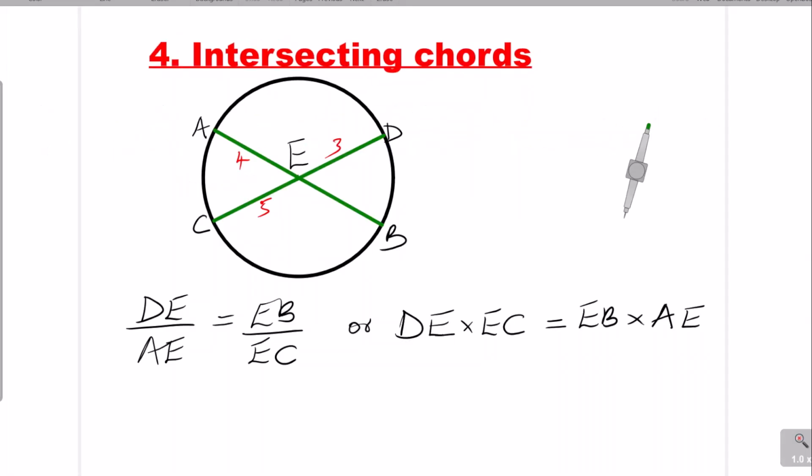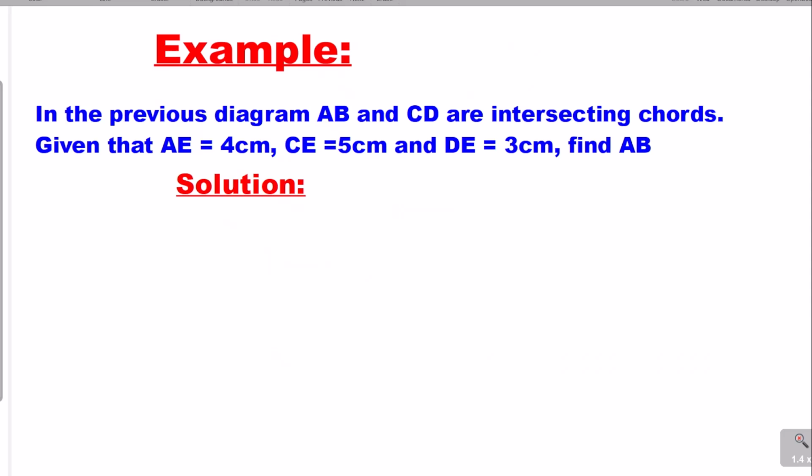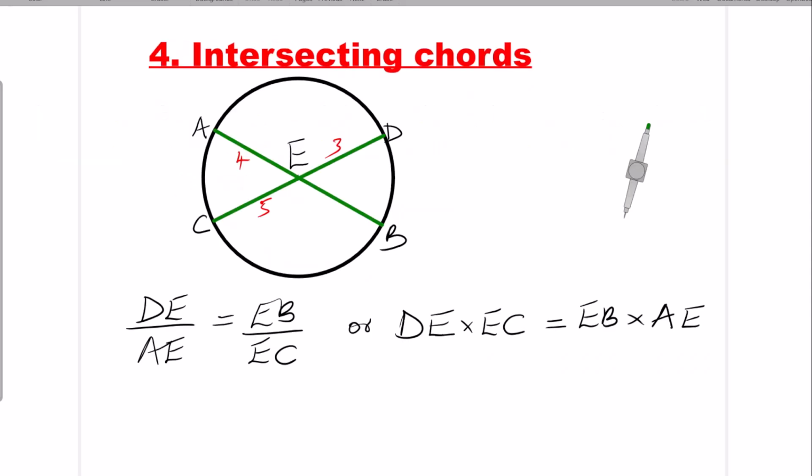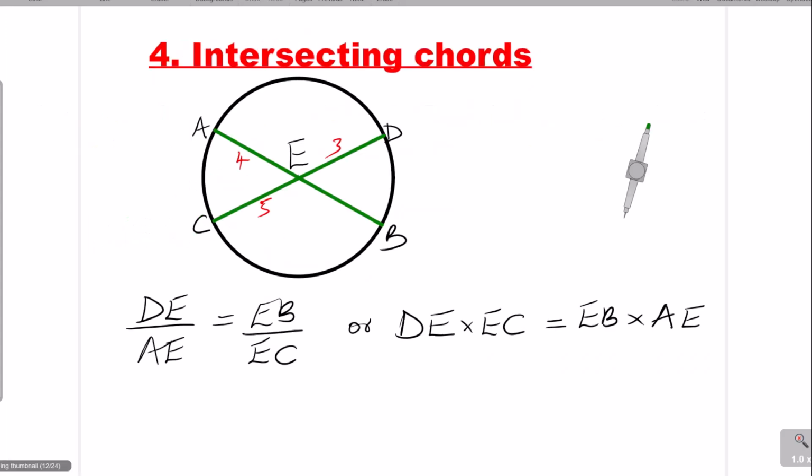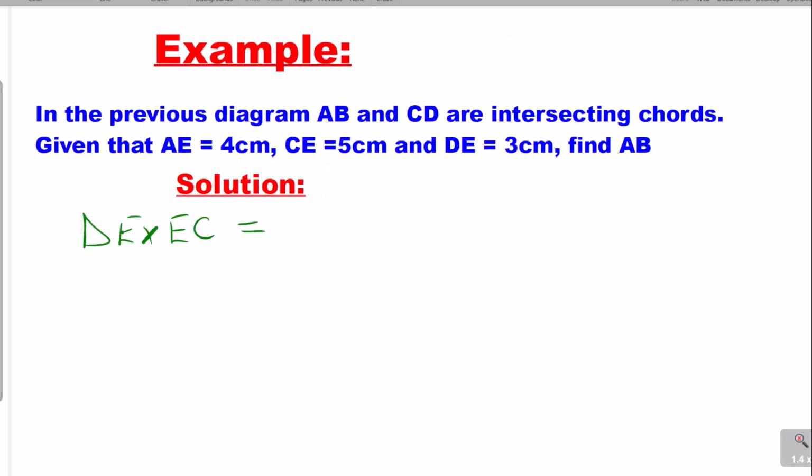And DE is equal to 3. You're supposed to find AB. So this is how we do it. Using this property here, DE times EC is equal to EB times AE.